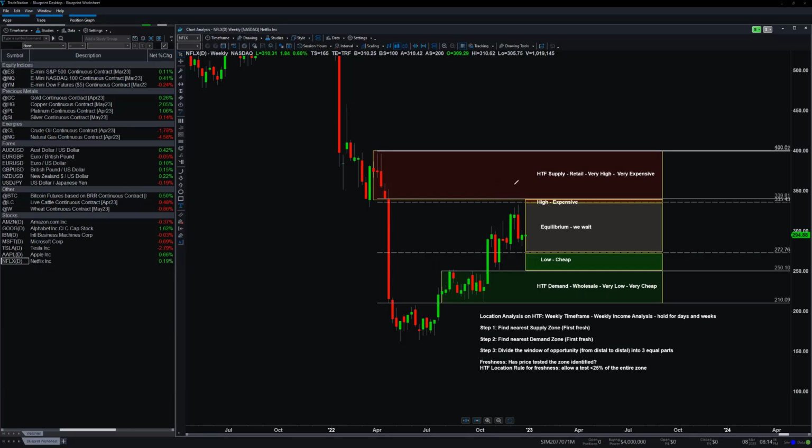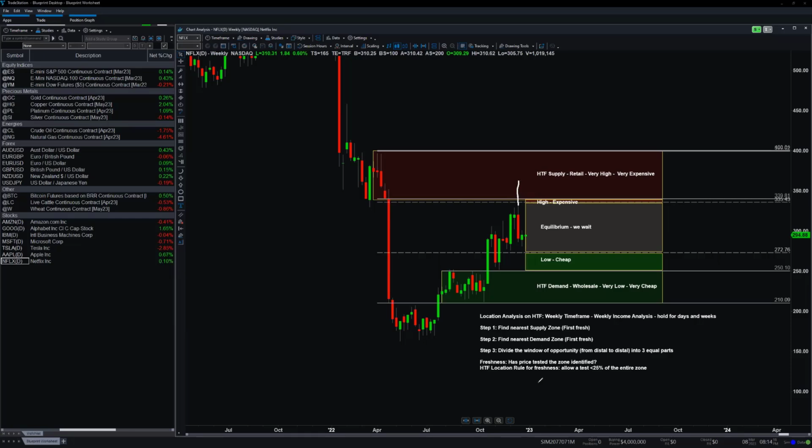Okay, so in this case, however, the wick stops here. It doesn't pierce into the supply area. And even if it pierced into the supply area, it could pierce so slightly, still fresh. It's tested, but it's not tested by more than 25%. However, if the wick goes into here, then it's like, okay, why do we do that?